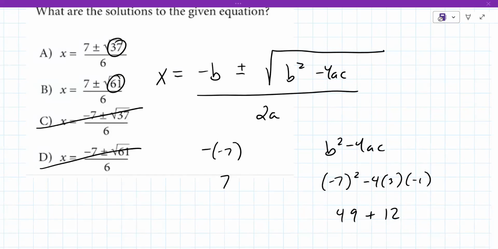Oh, it's plus 12, yeah. I did -12 by accident. It's easy to do that.